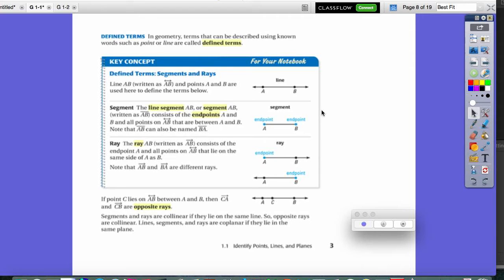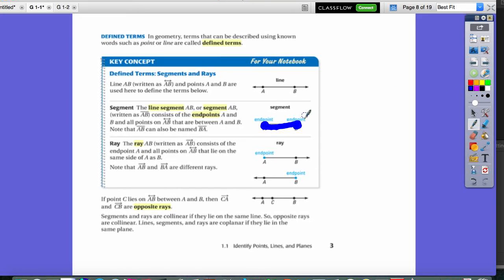Yesterday in class and earlier in this video, we learned about undefined terms. Today we're going to learn about defined terms. And we can use our undefined terms to help us come up with defined terms. So a segment, this is a line segment AB. You can also call this segment AB, written as AB, notice no arrows, consists of the endpoints A and B and all the points that would be, if this continued as a line, all of the points that are on that line in between A and B. We can also write segment AB as BA. Doesn't matter which order we put it in.